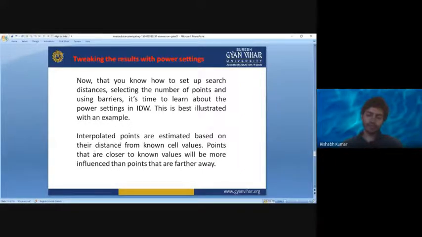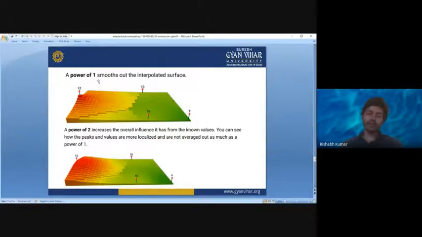Interpolated points are estimated based on their distance from known cell values. Points closer to known values will be more influenced than the points farther away. When we have a power, or exponent, equal to 1, it creates this type of surface. It will smooth out your interpolated surface.